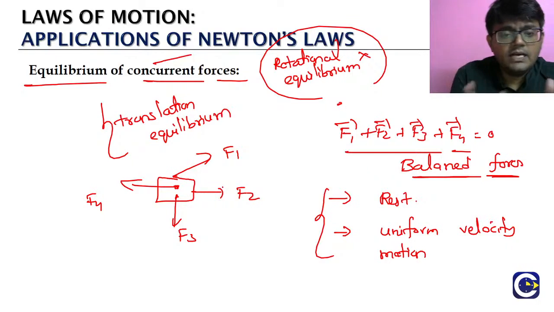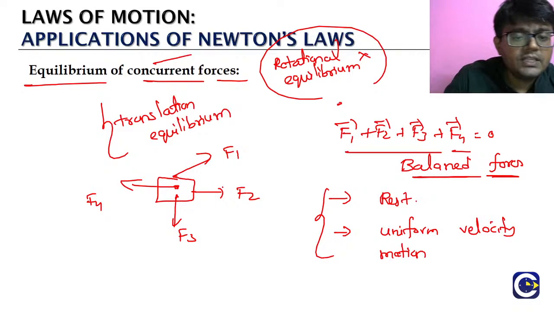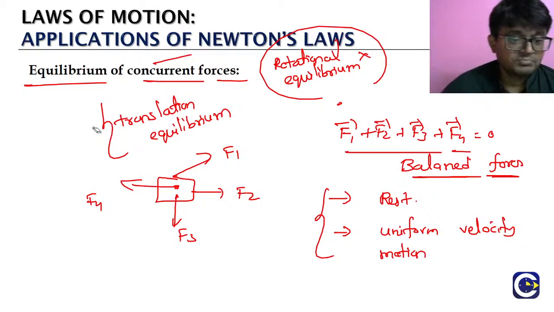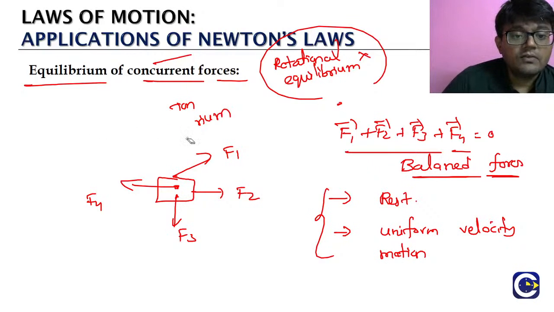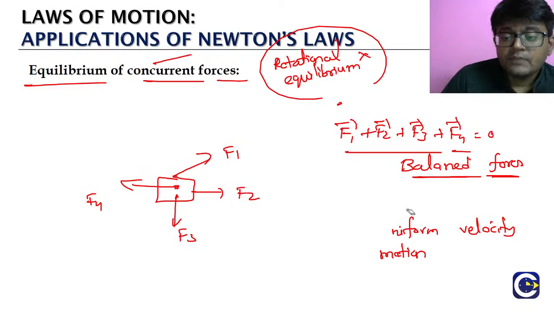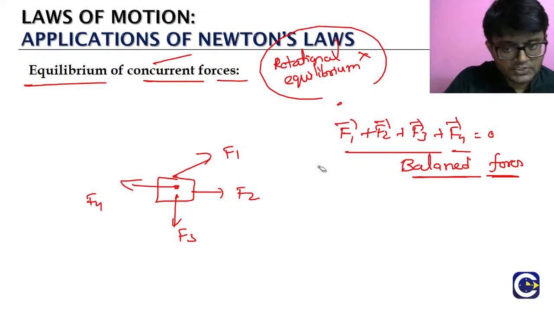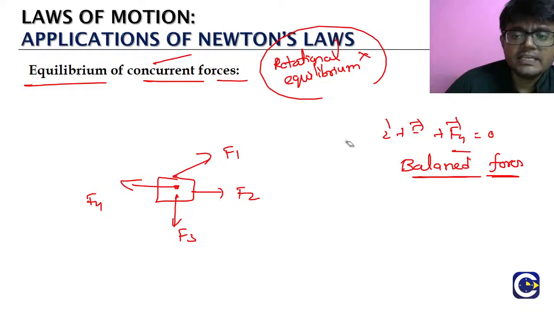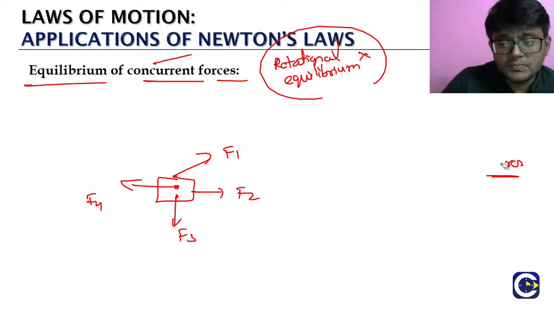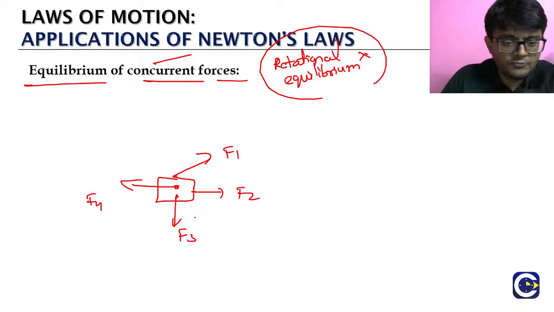So when the resultant of all the forces is zero, we'll say the forces acting on the object are balanced forces. How do we know that? When the object continues to be in the state of rest or is moving with a uniform velocity, it means the object is under balanced forces. Now what is the outcome that we can generate from this? Say, for example, suppose the four forces here are balanced forces.